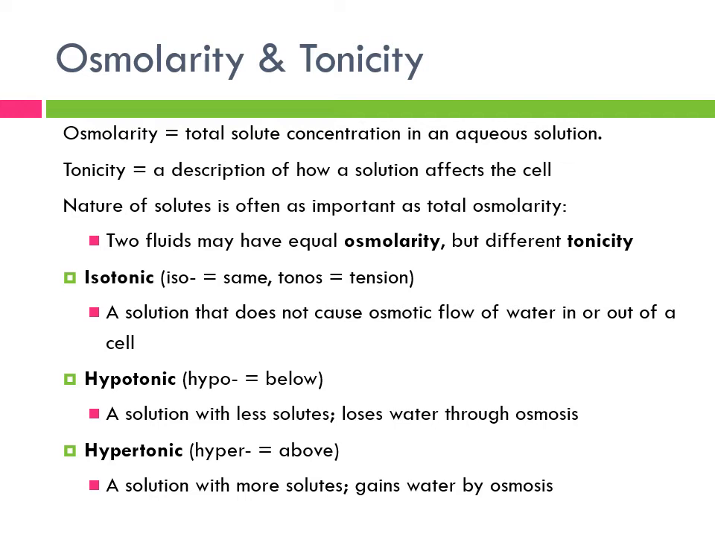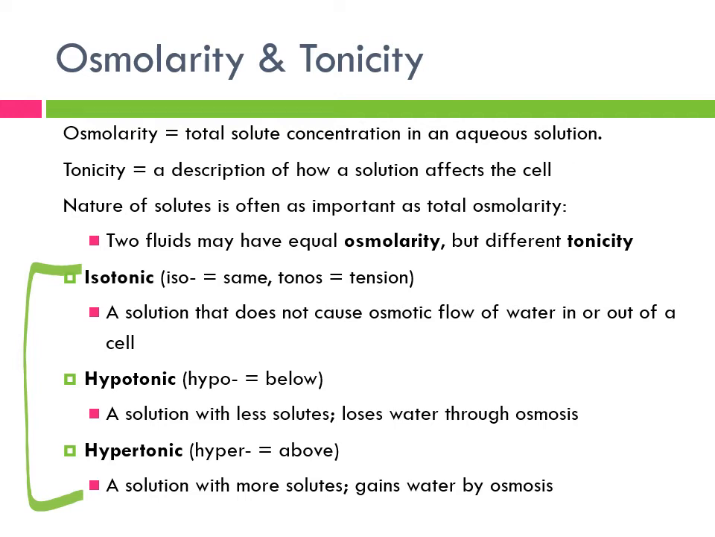Tonicity describes how a solution is going to affect a cell, and this becomes very important within the body. The nature of solutes is often as important as the total osmolarity. So two fluids can have equal osmolarity but different tonicity. And we have three types of tonicity that I want you to pay attention to. Isotonic means that there will be no net change of fluid within a cell. So you'll still have fluid coming in and fluid going out, but no net change. So you can drop a cell into an isotonic solution and nothing will happen to that cell.